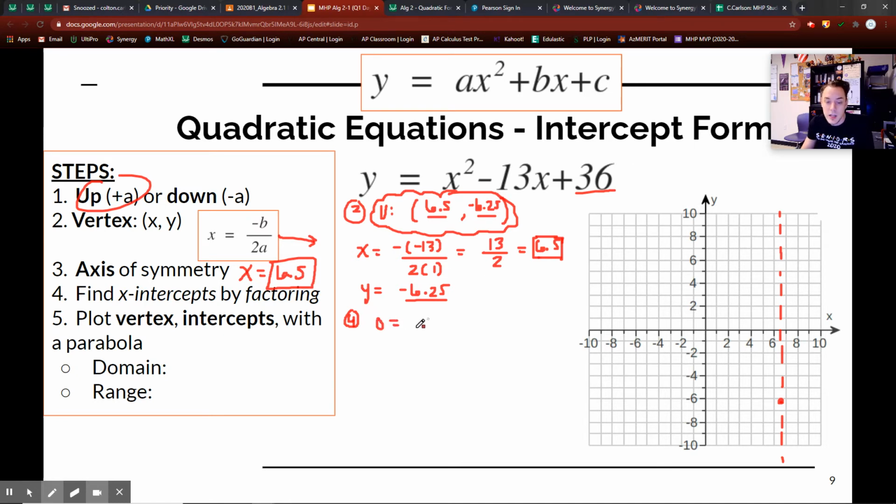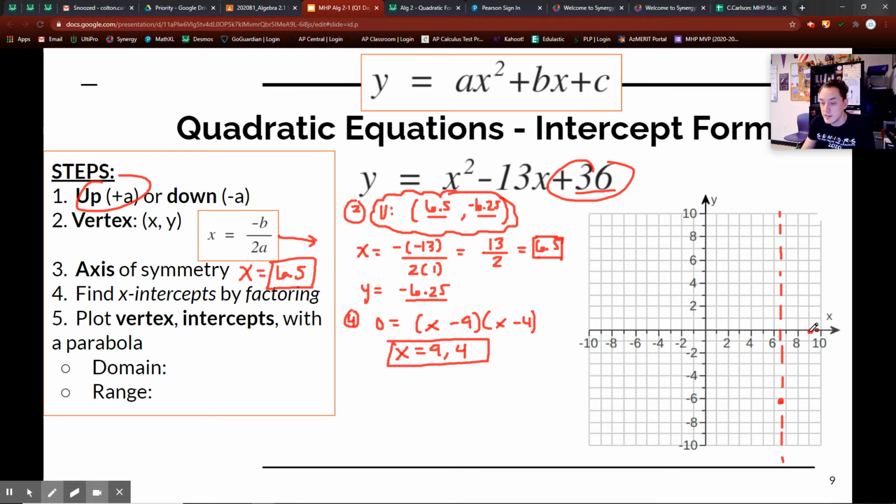That's 9 and 4. So that means x minus 9 and x minus 4 there. Multiplied together they give me positive 36, but when added together they give me negative 13. So let's just do x equals 9 and then 4. So these are my x-intercepts. So I'm going to start plotting them.